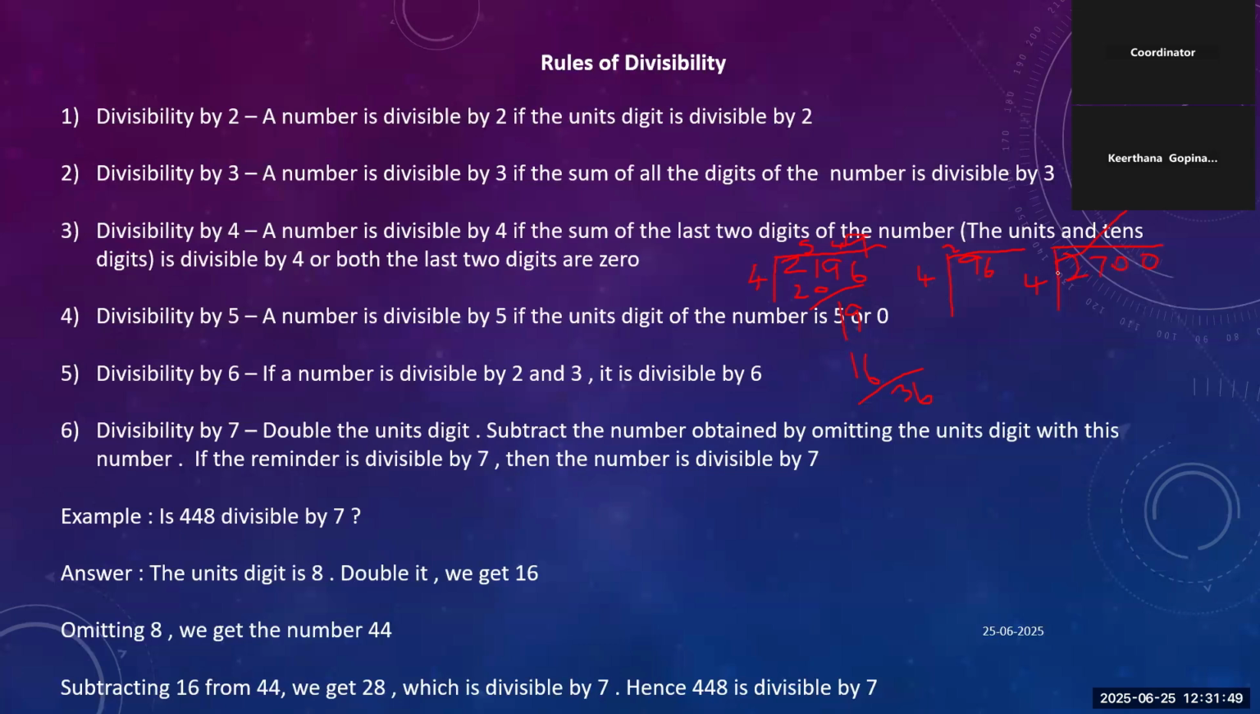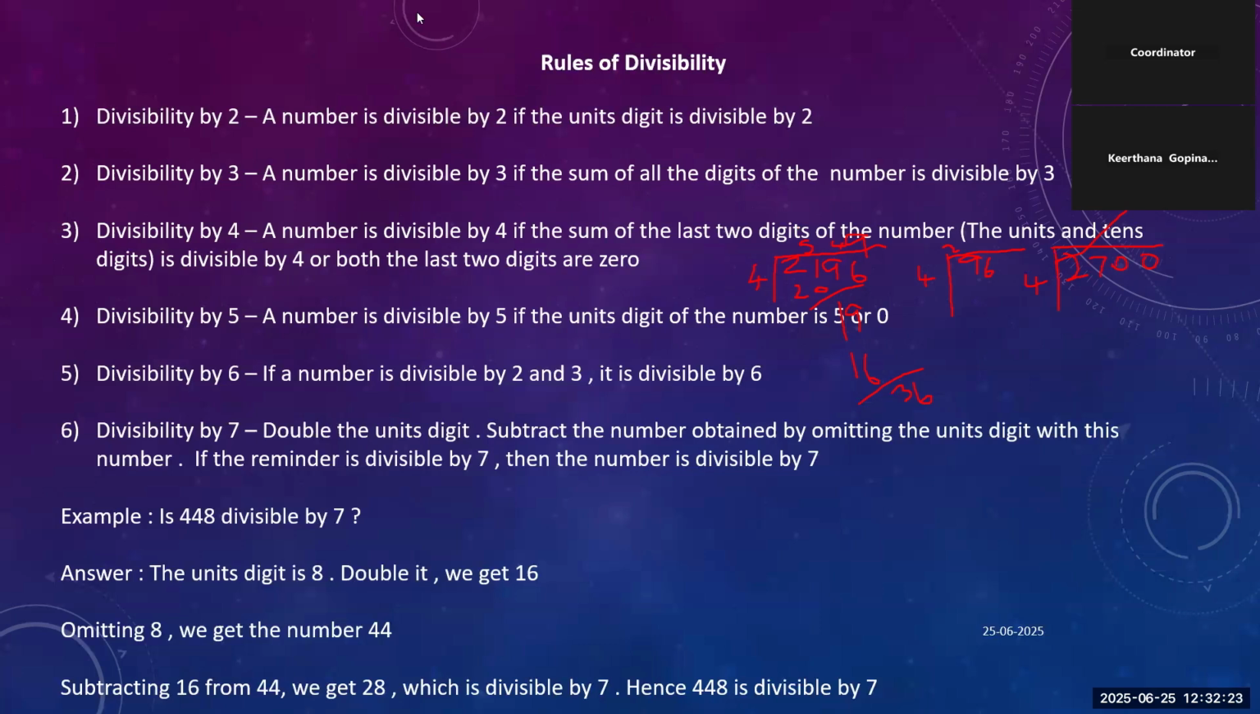One is, if the last two digits are divisible by 4, the number is divisible by 4. And if the last two digits are 0, the number is divisible by 4. So two rules. One is, the last two digits have to be divisible by 4, or if the last two digits are 0 for any number, that number will be divisible by 4. So there are two rules for 4.